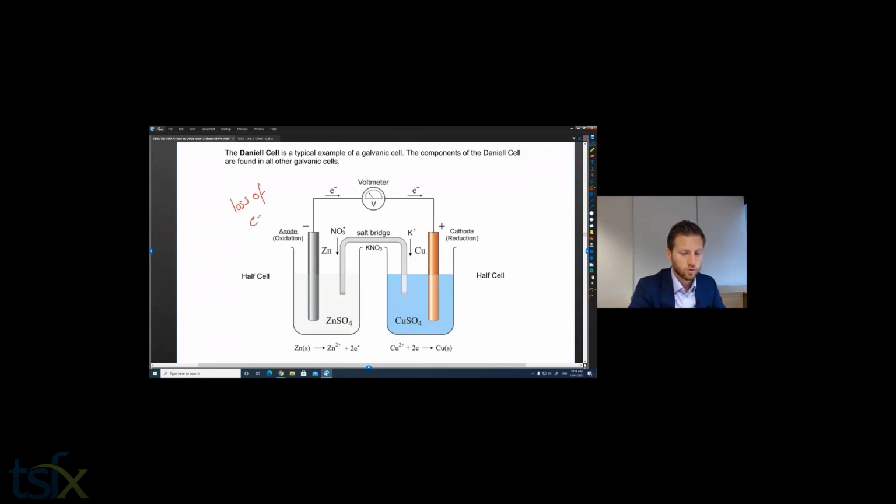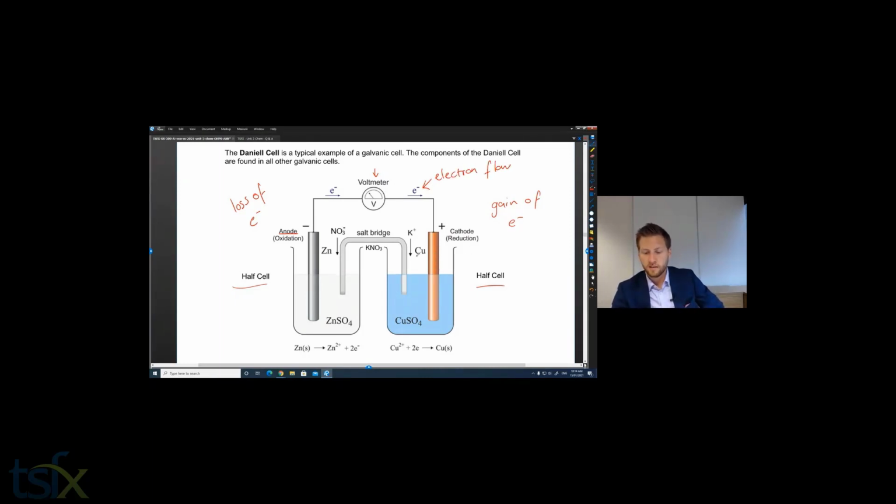I'm not going to go through too much of this. Cathode is reduction, so therefore it's the gain of electrons. It's a half cell here, half cell there, because it's literally half of a cell. A cell is some batteries connected together. Then you've got a voltmeter, which measures the voltage. You've got electron flow, which shows electrons moving there.